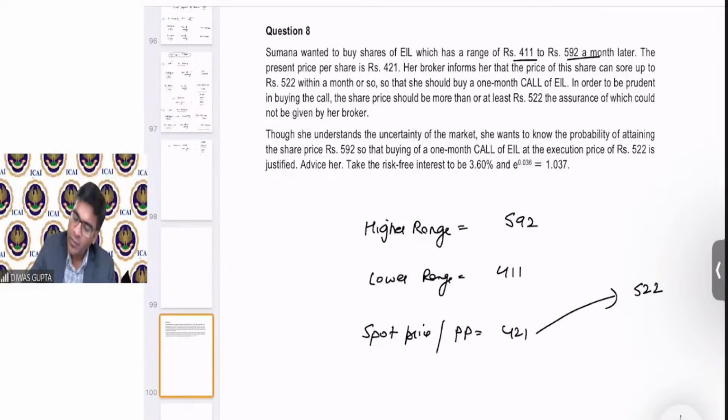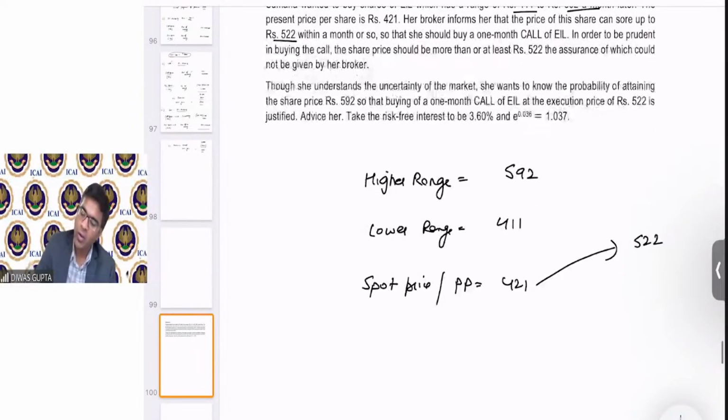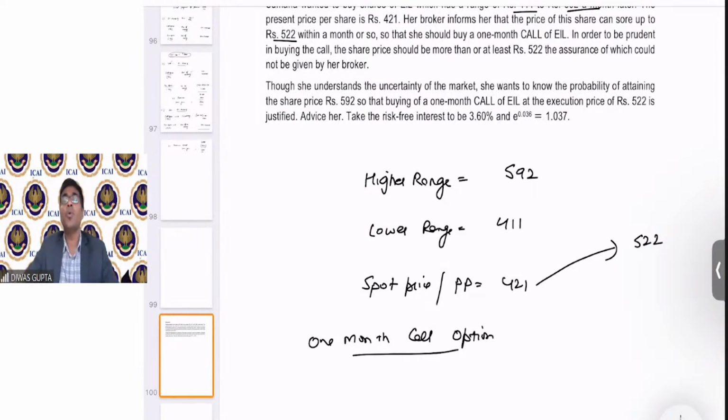So the broker had informed her that the price of this share can soar up to 522 within a month, so that she should buy 1 month call of EIL. Now, if the price is going to go up to 522, 1 month call option will be better, right? Because a call option will give us benefits if the price actually moves up. The assurance of which could not be given by her broker. However, there is no assurance that has been given by her.